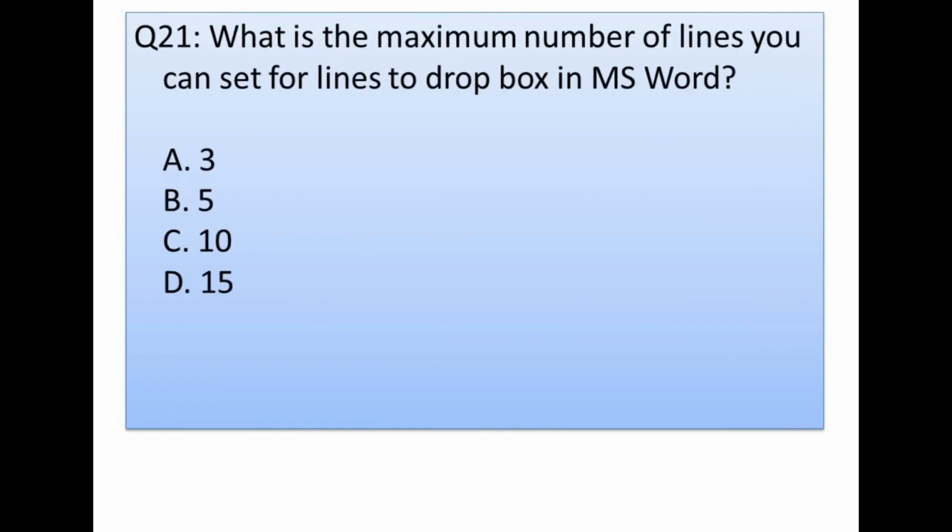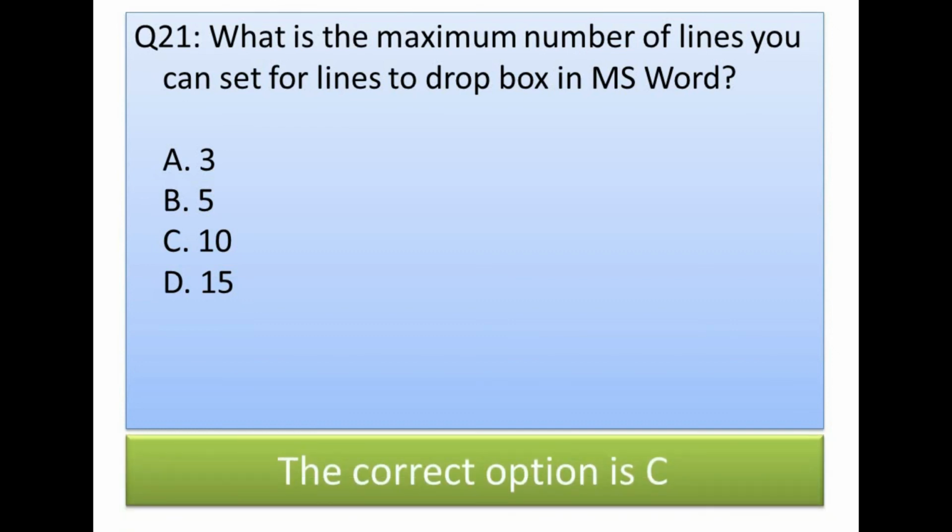What is the maximum number of lines you can set for a lines to drop box in MS Word? 3, 5, 10, 15. So the correct option is C.